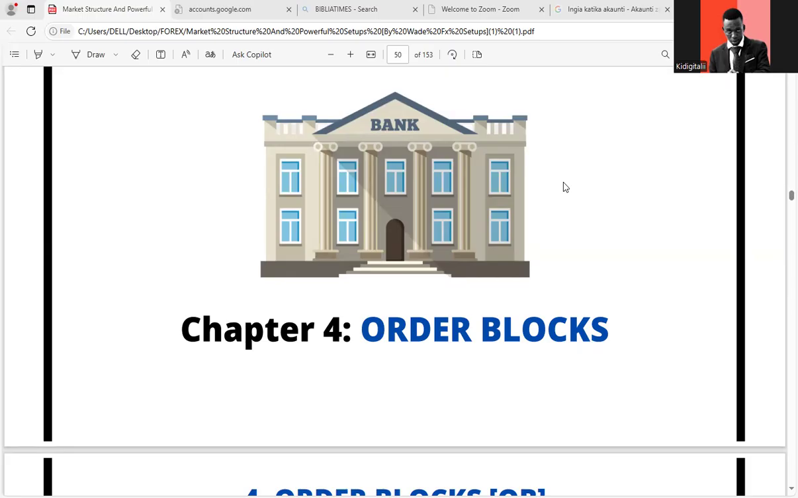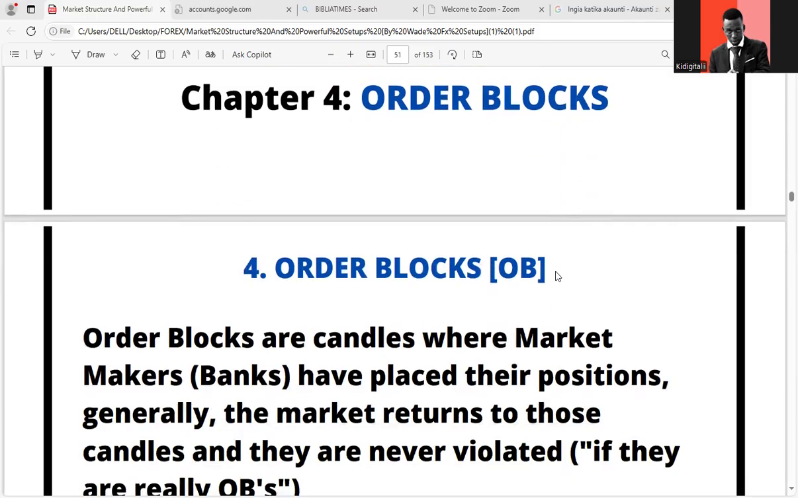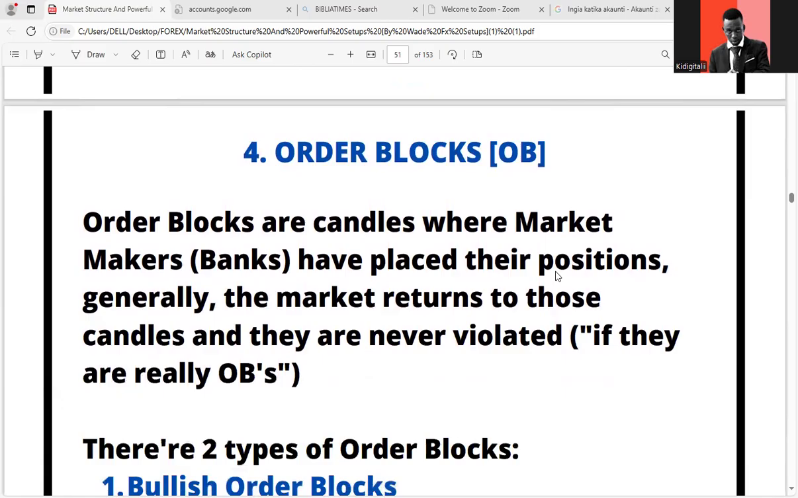We are proceeding with these videos on smart money concept, and this is another video that is going to elaborate a lot of secrets, especially in the forex market. Today let's look at what we call order blocks. So what are order blocks? These are the candles where the market makers or banks have placed their positions.